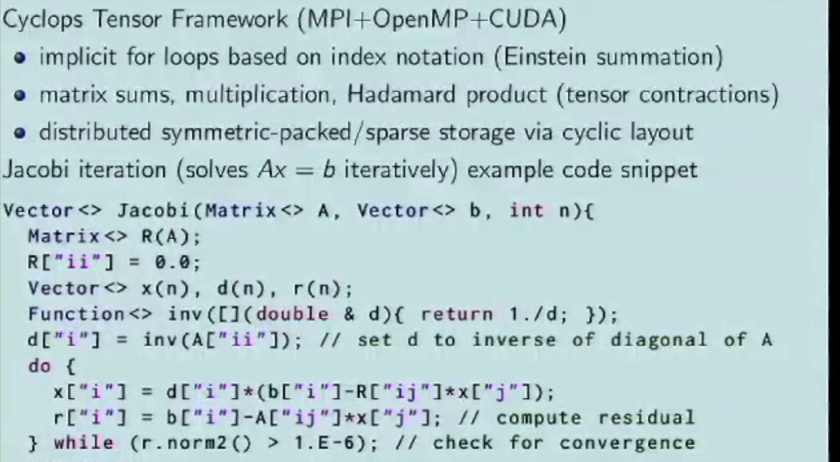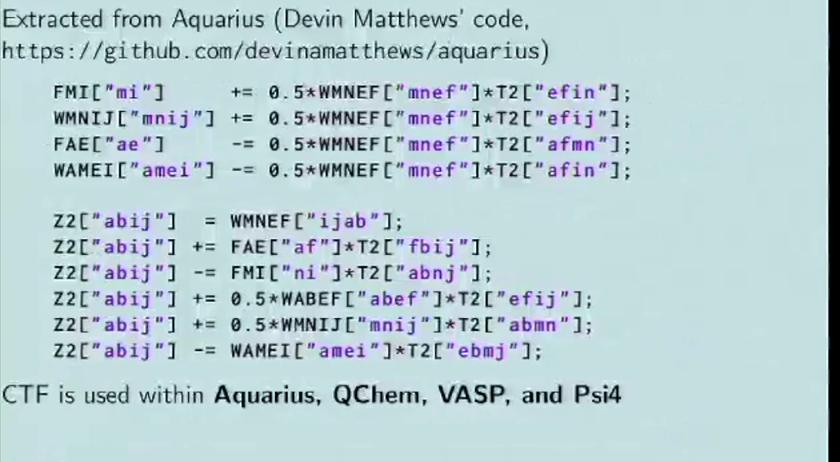We set that to 0, and we copy the diagonal of A into this vector D, and then define a special function that allows each element to be inverted just by, again, applying that to this tensor matrix. So this type of index notation is particularly powerful once we go on to expressing higher order contractions, in particular these coupled cluster methods. So this is code that appears within the Aquarius framework, which was developed by Devin Matthews.